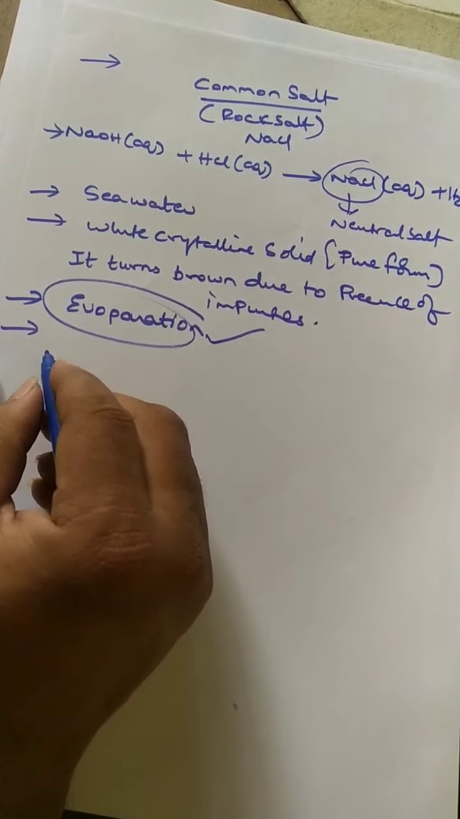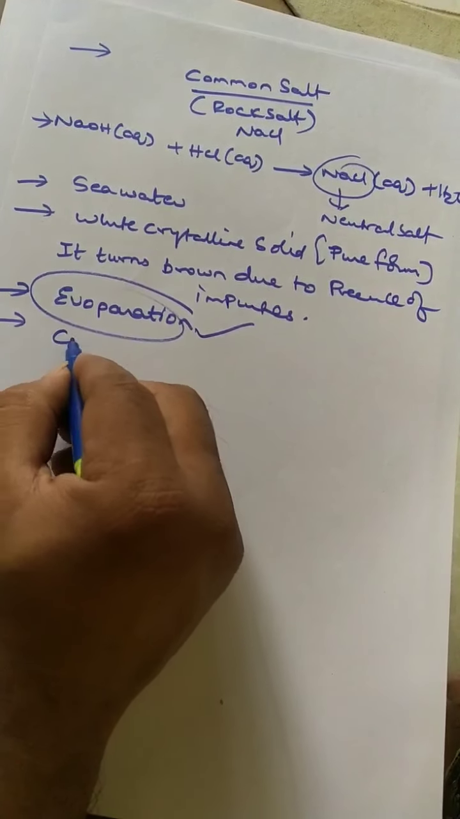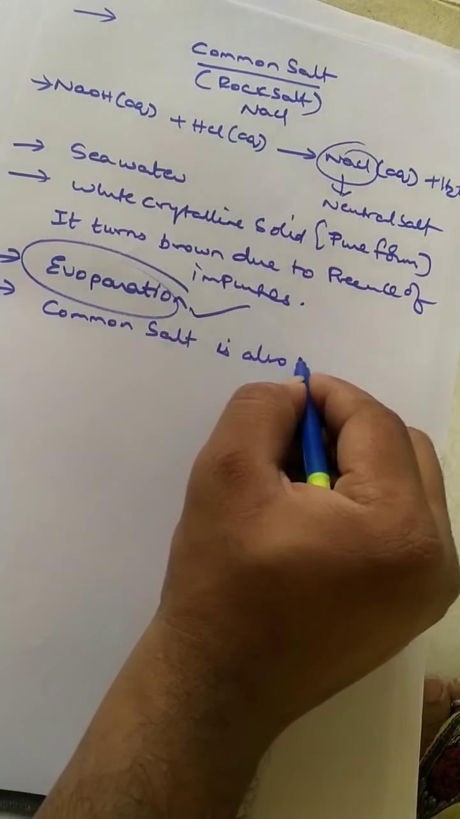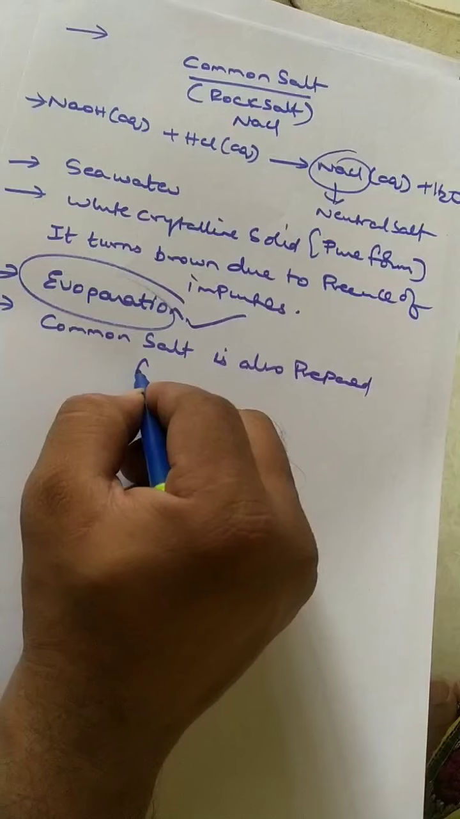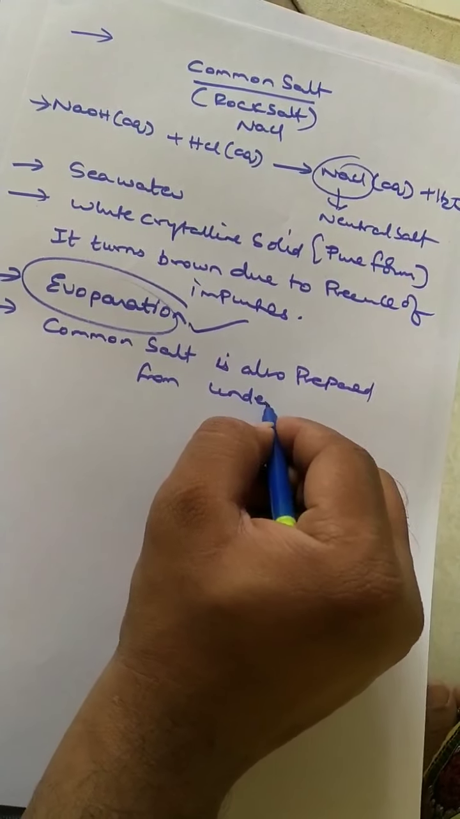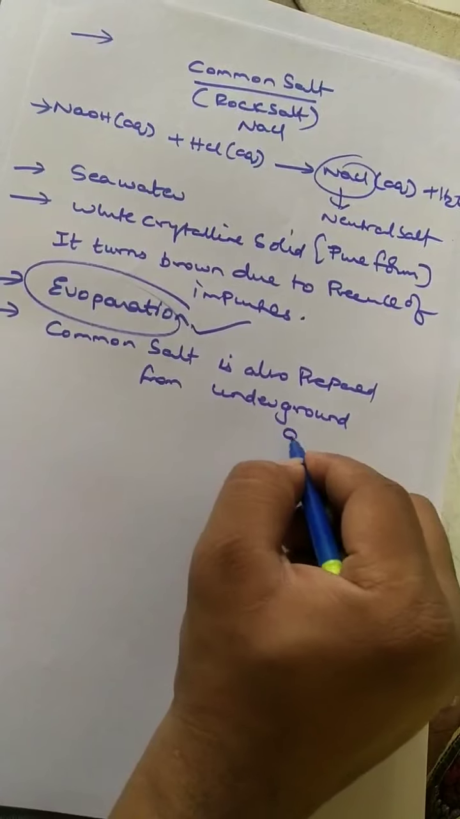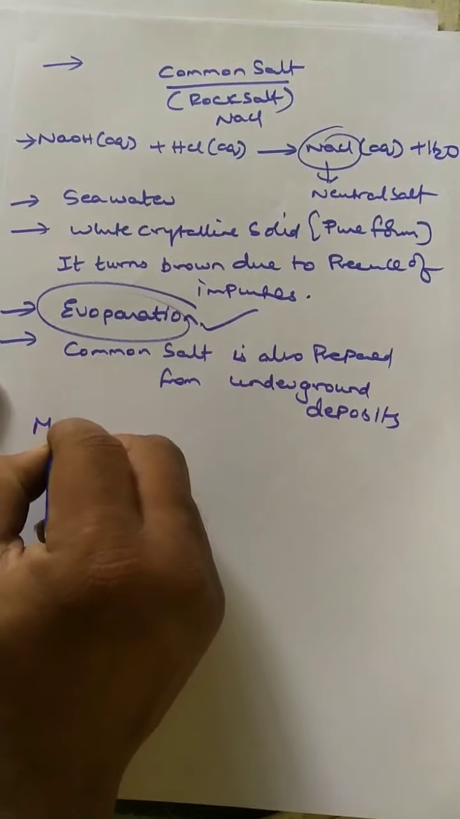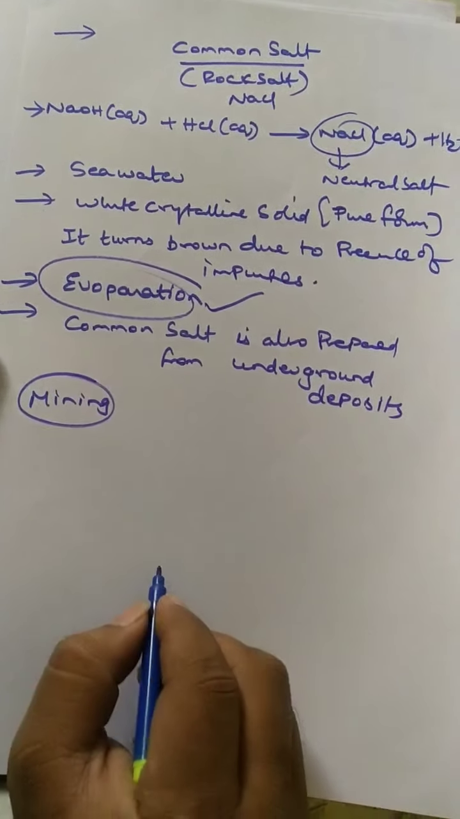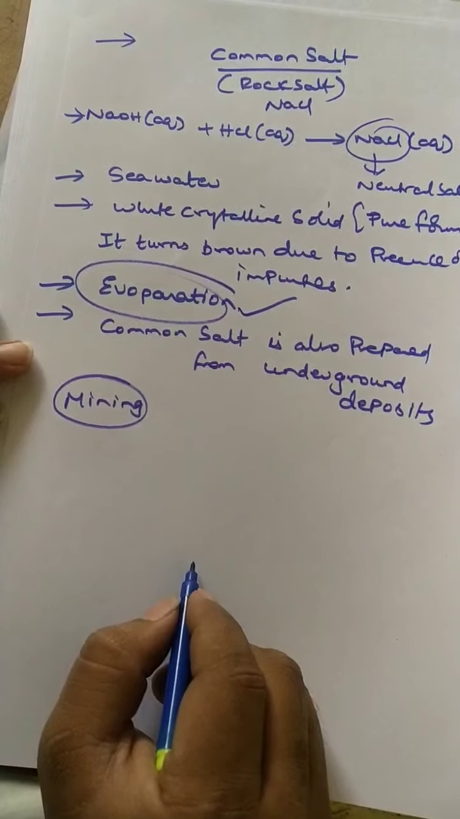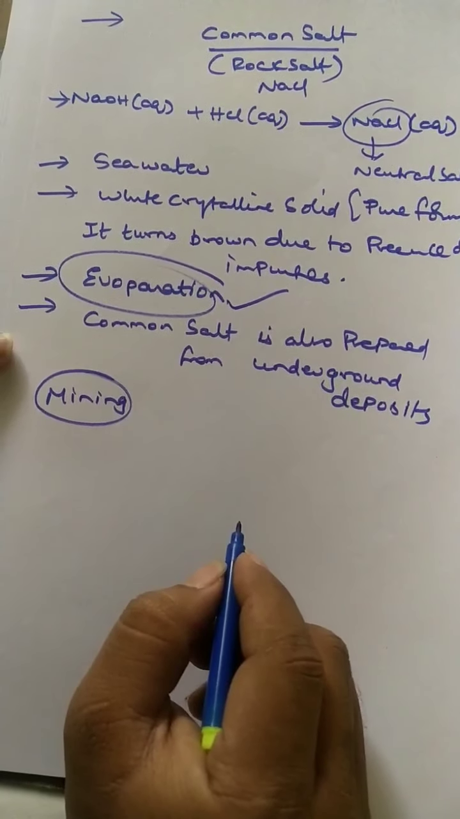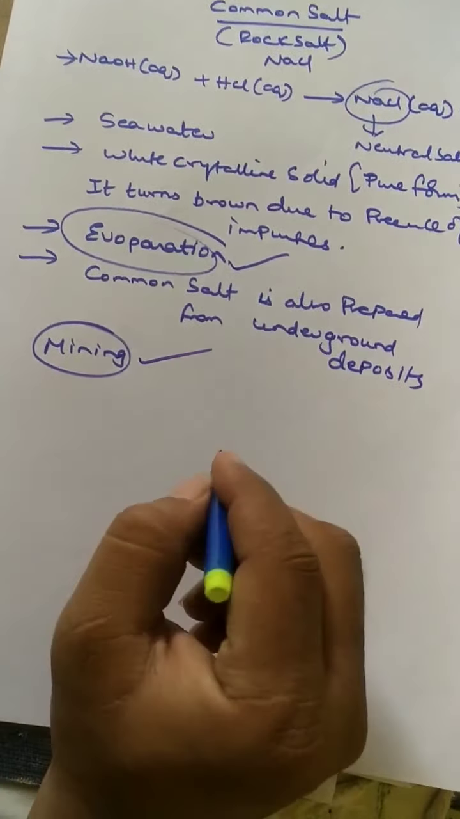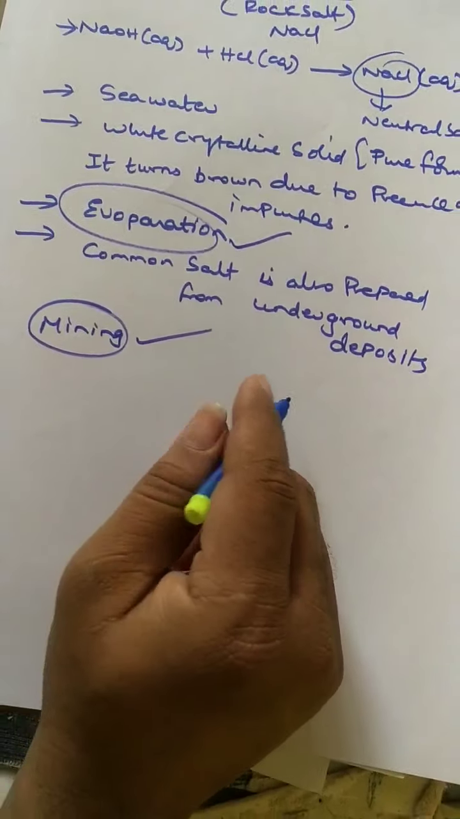And also rock salt. Common salt is also prepared from underground deposits. By using the mining technique, rock salt is mined from the underground deposits just like coal. So by using these two techniques, we prepare common salt in good yield.